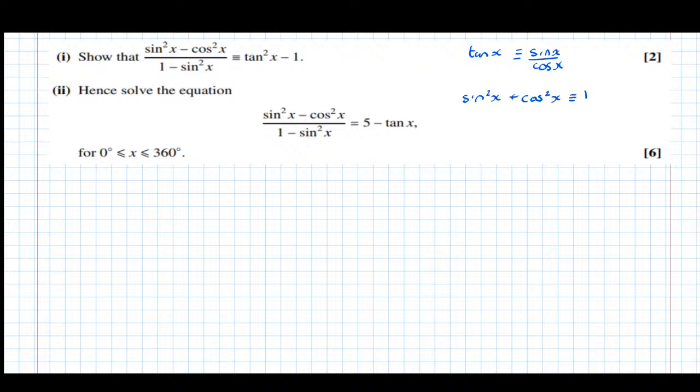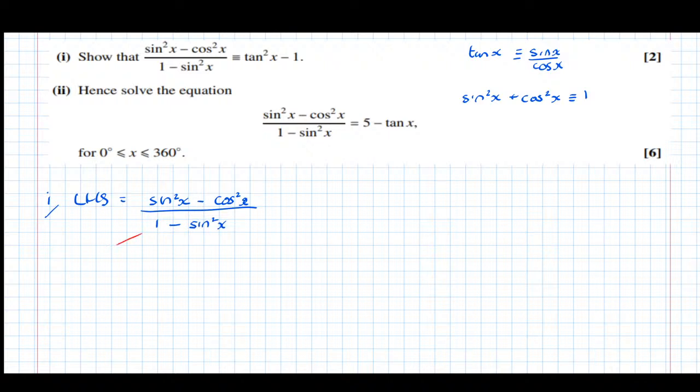You're on fire here, Emily. I think I agree that 1 minus sine squared x on the bottom is screaming out to me as wanting to be changed into cos squared x. So, left hand side, and that's all we've got to work with, don't refer to the right hand side, equals sine squared x minus cos squared x over 1 minus sine squared x.